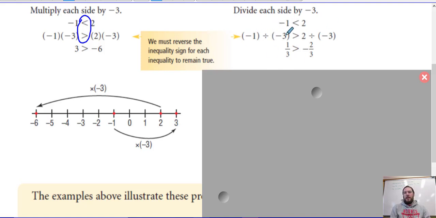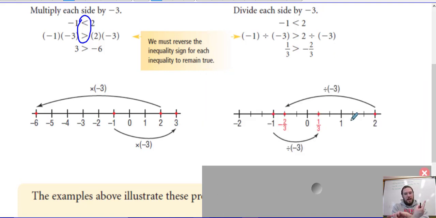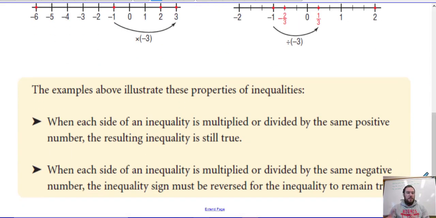Again, negative 1 divided by negative 3 turns it into positive 1/3, and that is on the right of 0, right? And then 2 divided by negative 3 turns it into negative 2/3, and that is on the left of 0. So again, because they are switching the sides of 0 that they are on, my inequality symbol also has to change. Okay, so these examples illustrate these two properties right here.